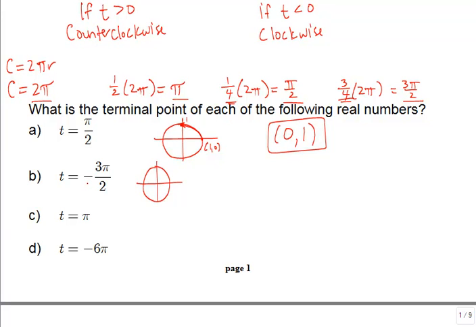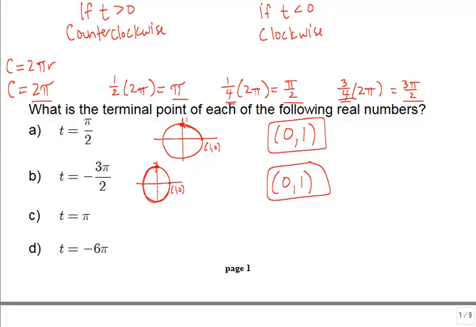So we want to go in the clockwise direction. We're going to start at (1, 0), and we're going to go 3/4 of the way around in the clockwise direction. So here's 1/4, here's 1/2, and here would be 3/4 of the way around. Again, we're stopping at that same top point on the circle, so it has coordinates 0 for x, 1 for y.